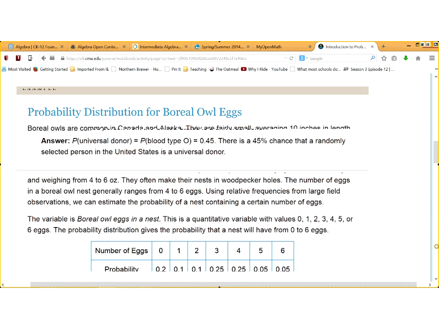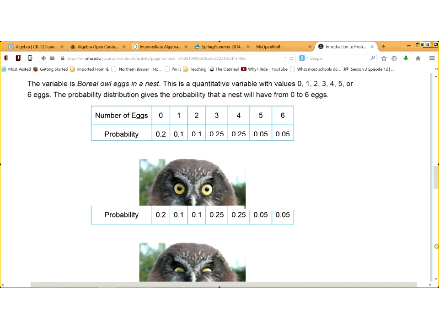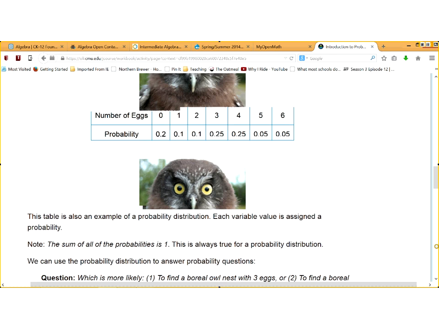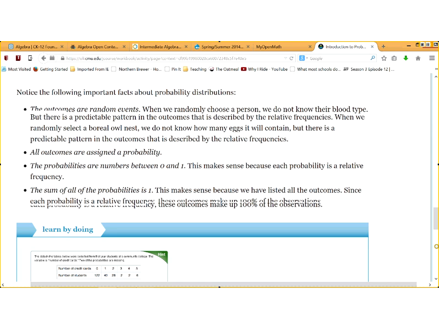All right. So this is just an example where the number of eggs in a randomly selected nest follows this probability distribution. Looks like 3 or 4 are most common. So these are some things about probabilities.